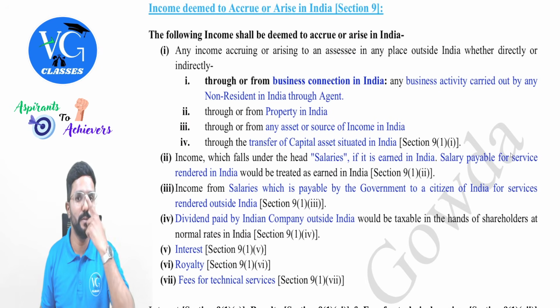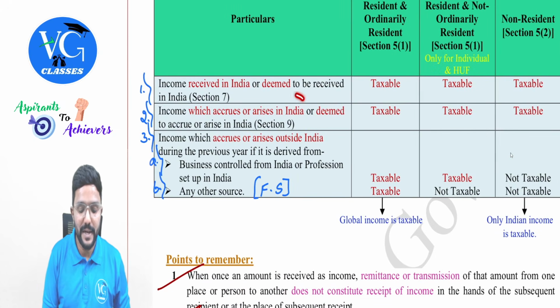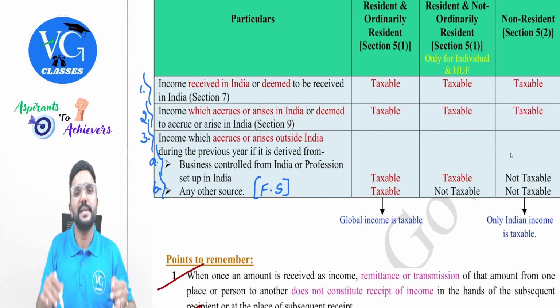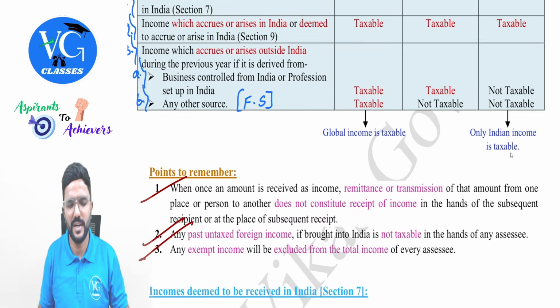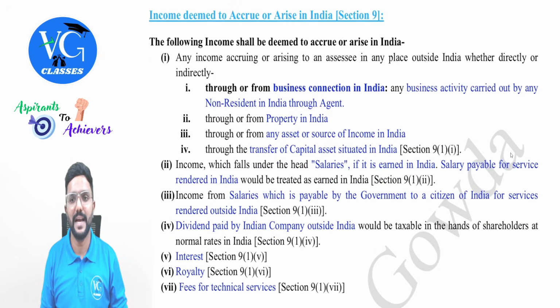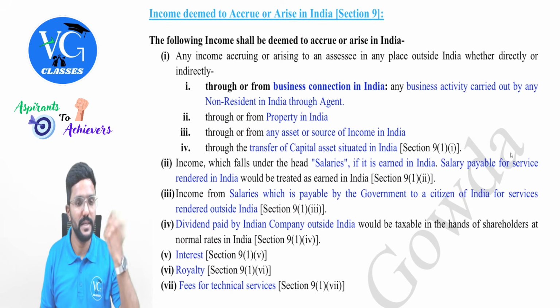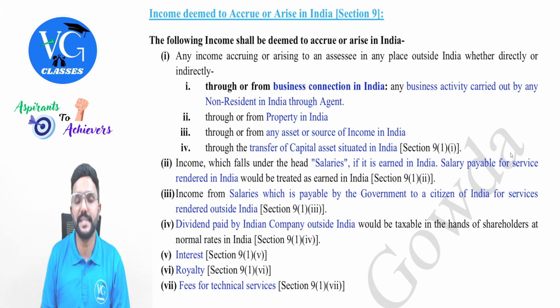Okay. Next, we'll move to section 9. So, income which accrues or arises in India or is deemed to accrue or arise in India is always taxable, no matter what your residential status is. Yes, sir. What is this deemed to accrue or arise in India? As if earned in India. So what is it? We will see. The following income shall be deemed to accrue or arise in India.